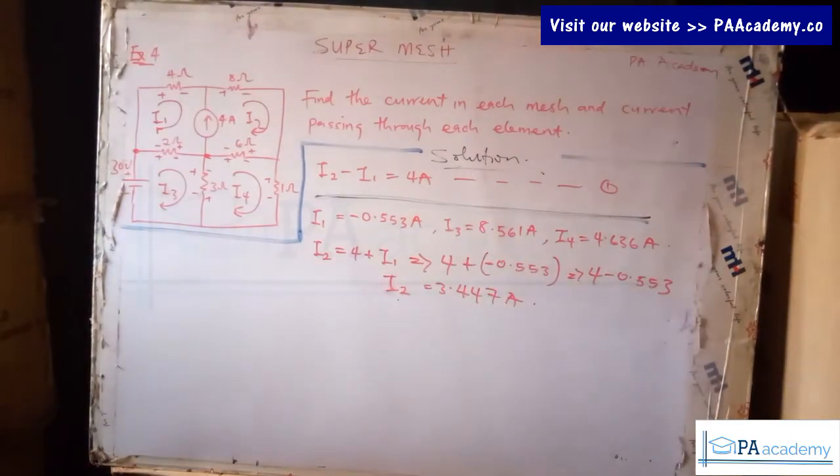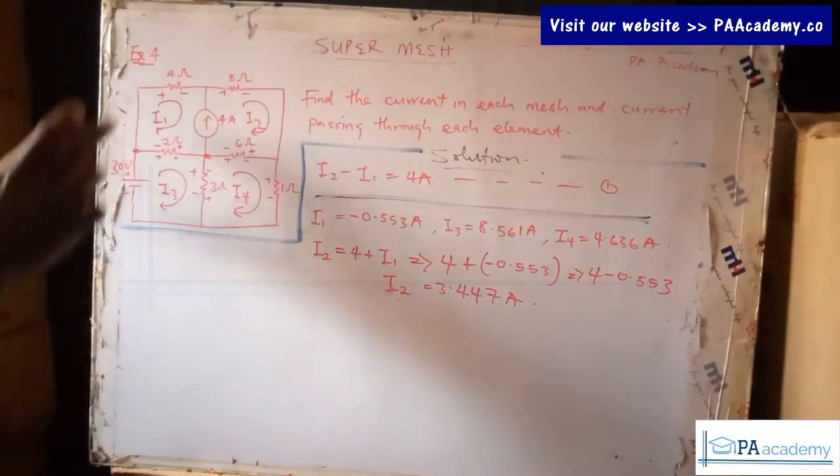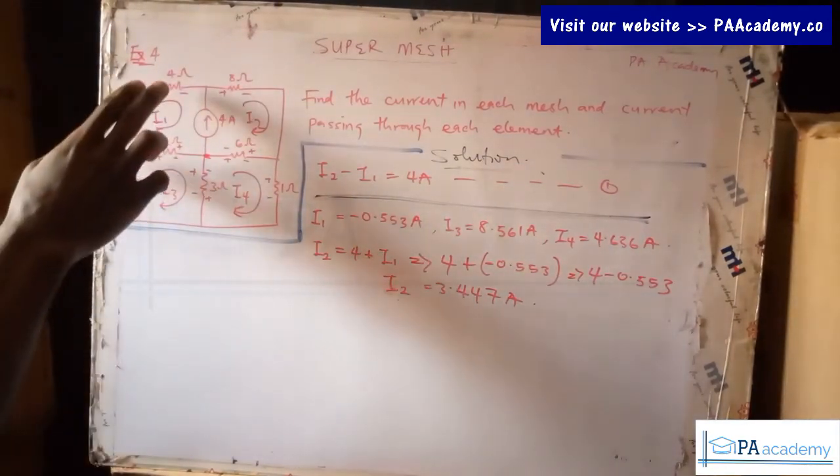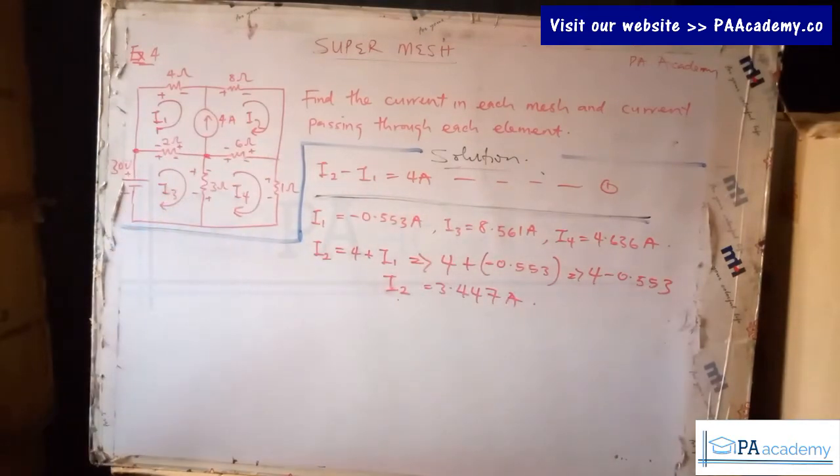But that's not the end. The question also asks us to find the current passing through each of the elements. How many elements do we have here? 1, 2, 3, 4, 5, 6. We have 6 elements here. That means these resistors are what we refer to as elements. So let's go ahead and calculate the current flowing through each of those elements. Let's take it from the top and then come down.